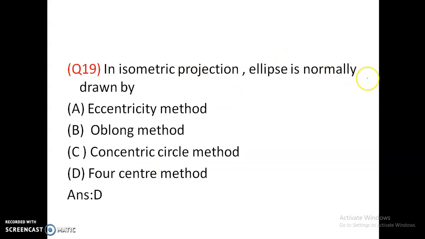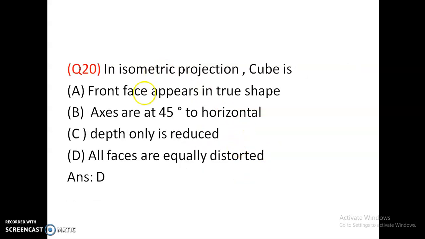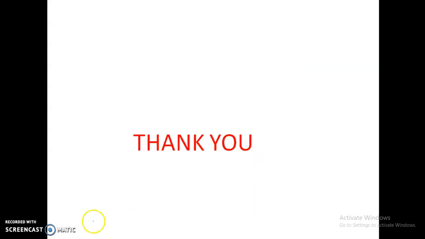In isometric projection, the ellipse is normally drawn not by the eccentricity method, not by the oblong method, not by the concentric circle method. It is drawn by the 4-center method. In isometric projection of a cube, the front face does not appear in true shape. Axes are not at 45 degrees to the horizontal. All faces are equally distorted. Thank you.